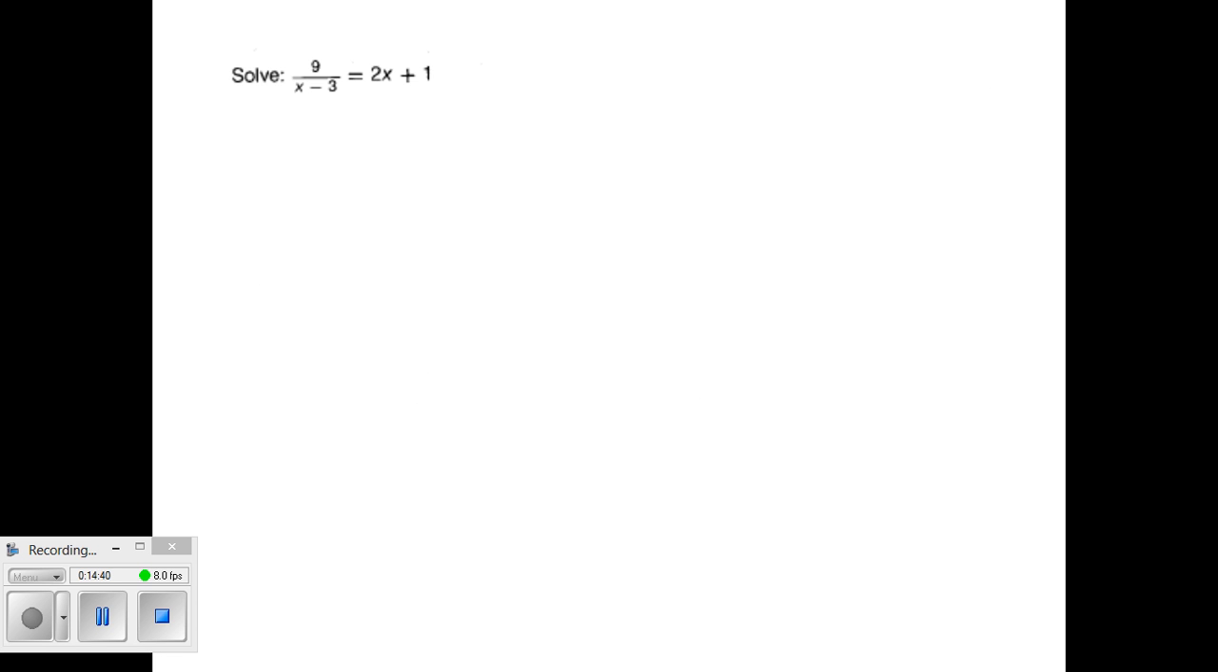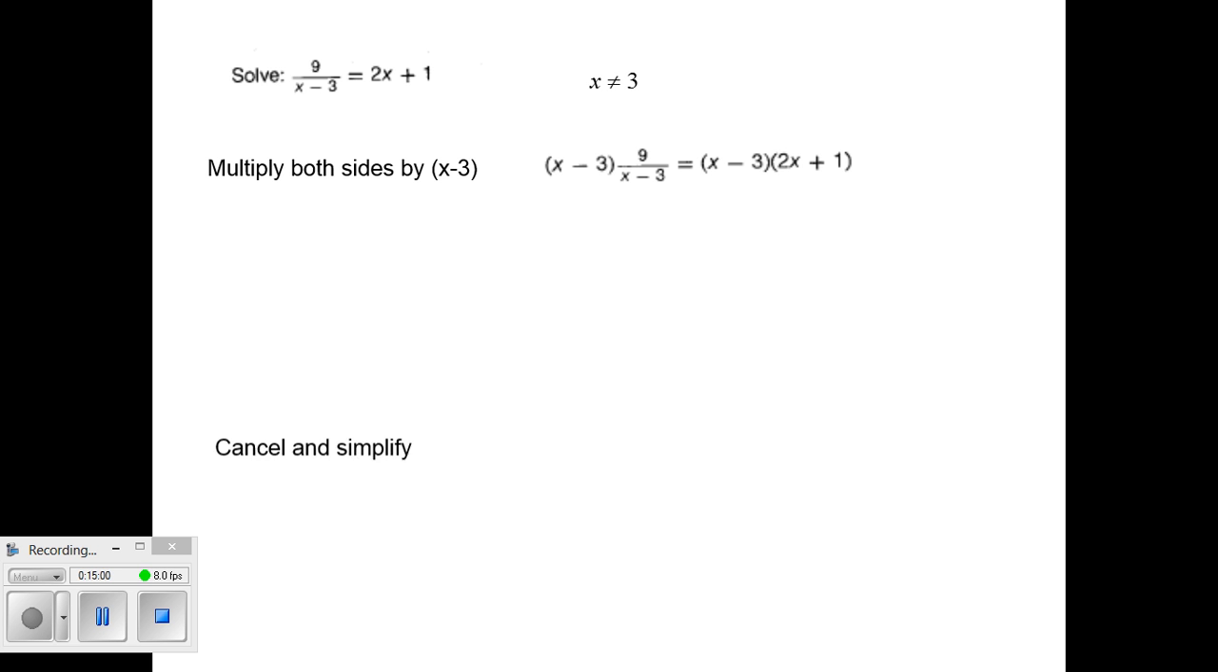Okay, let's take a look at another one. This one, the nice thing, one fraction on each side gives rise to simply cross multiplying. Of course, x can't equal 3. We need to make that statement from the beginning. Multiplying both sides by that is effectively cross multiplying, okay? Which gives rise to this expression, okay?